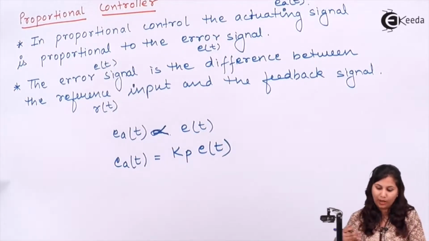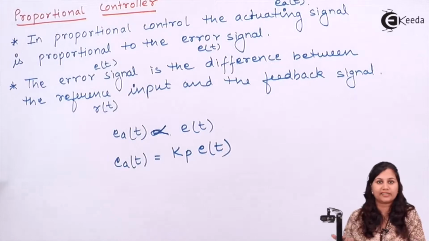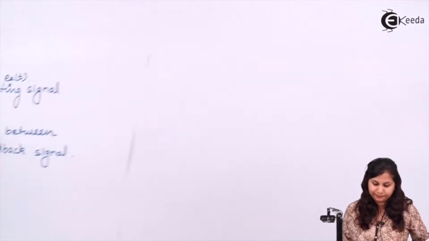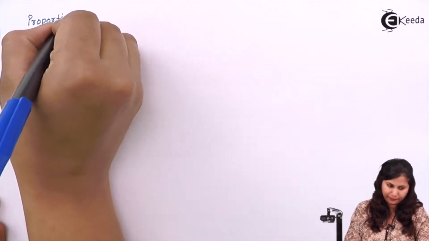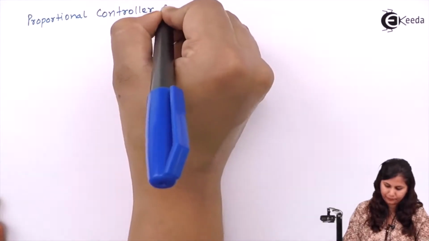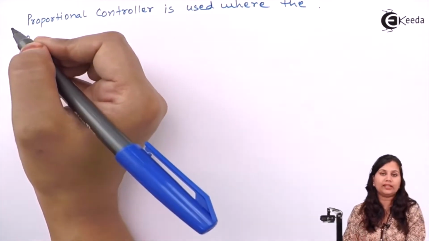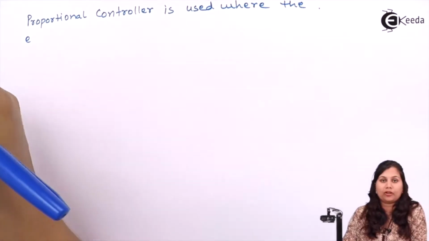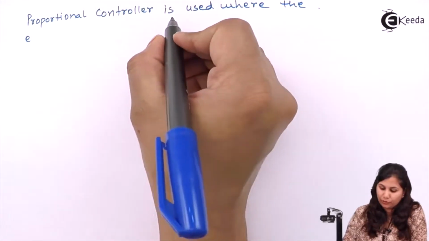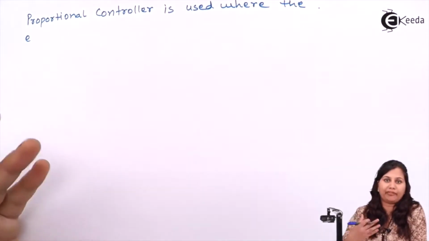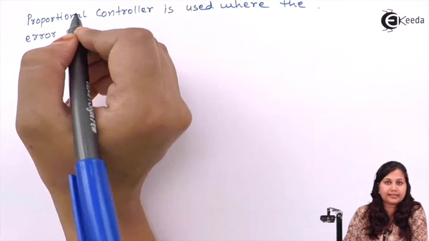Now what are the conditions where we can use the proportional controller? What are its advantages and disadvantages? Let us see. The proportional controller is used where the error signal is weak and it needs some amplification, because if the error signal is low, the controller is not going to detect it. So this controller just amplifies the error signal. It is used where the error signal is weak and it needs some amplification.